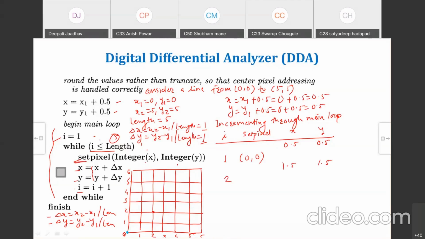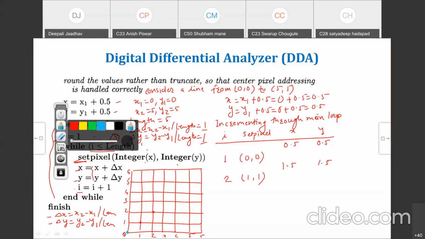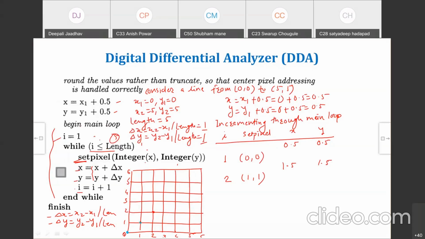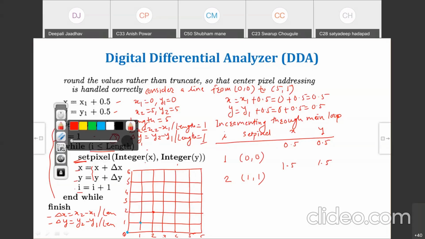Then set pixel integer x comma y. So what is the integer of this x and y? 1, 1. So here the pixel which is set with value 1, 1. This pixel is set here. After this, the next loop.